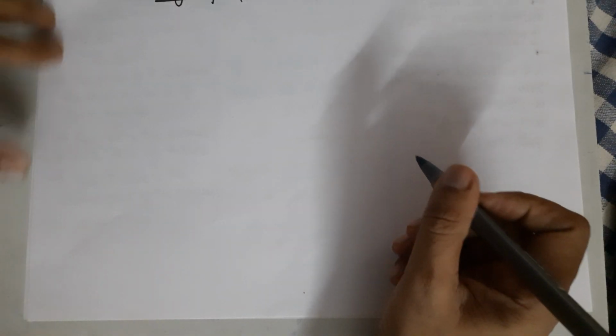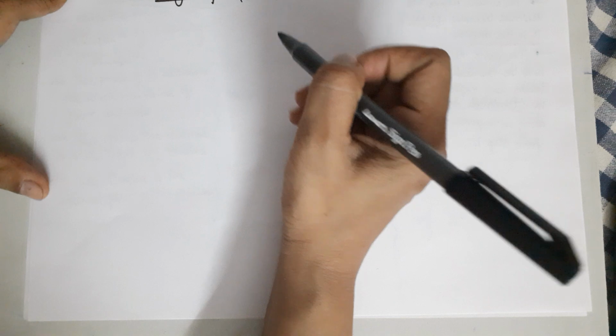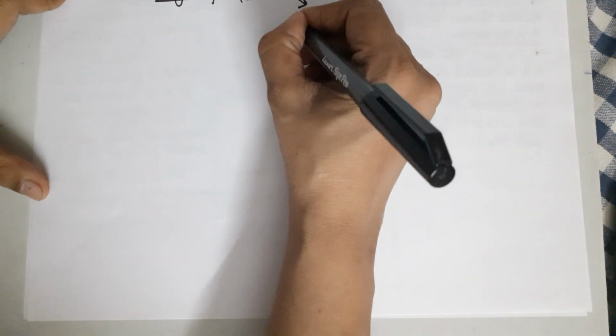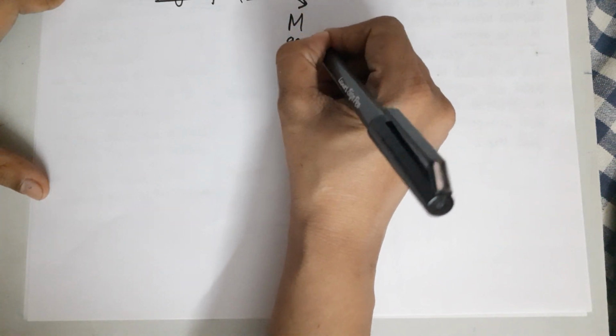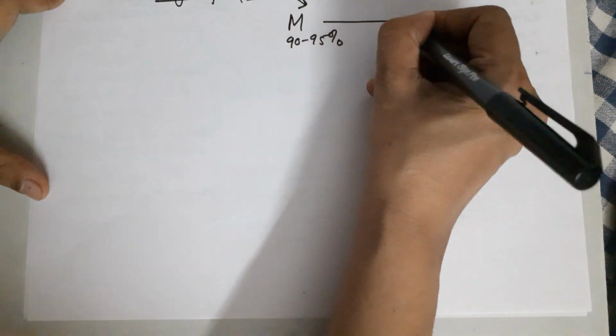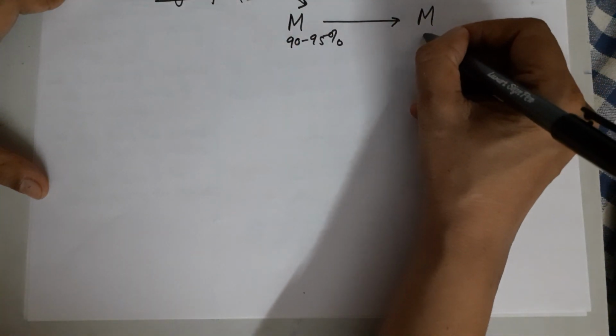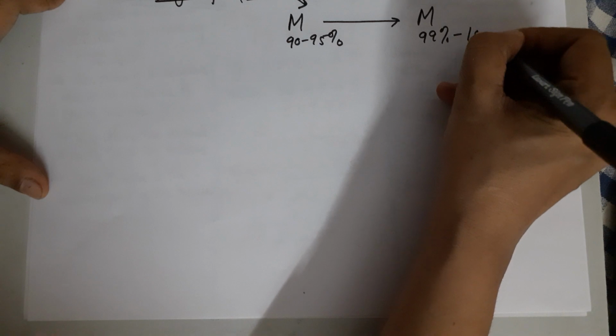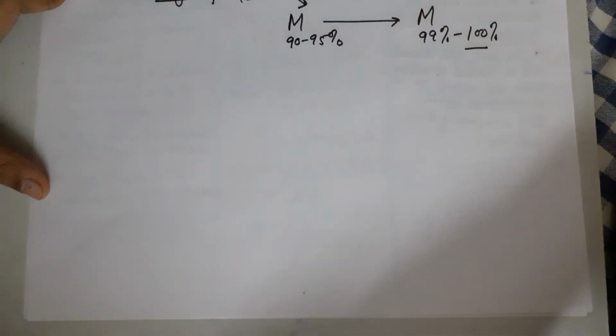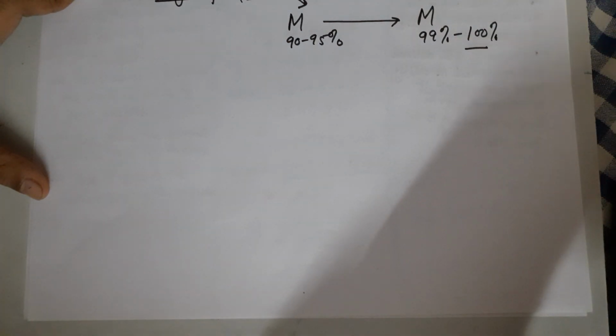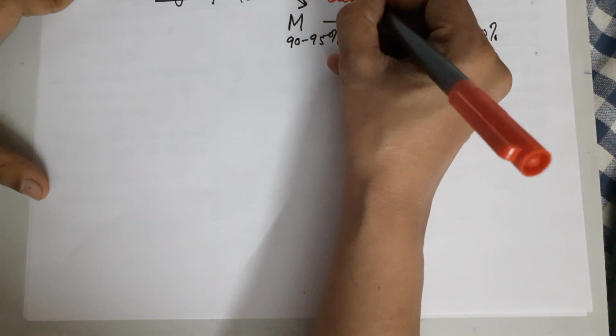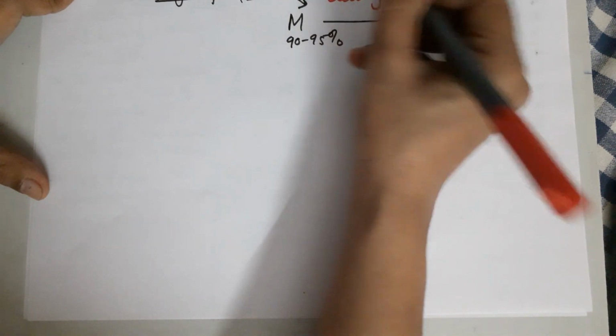Moving on to the last step, which is refining of the metal. Your metal obtained till now is 90 to 95% pure, and you want this metal to transform into 99 to 100% pure. And for this, the method that you have in your syllabus is electrolytic refining.